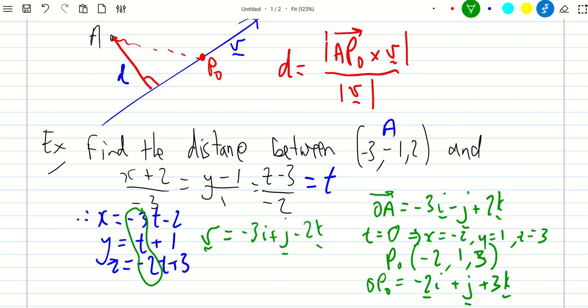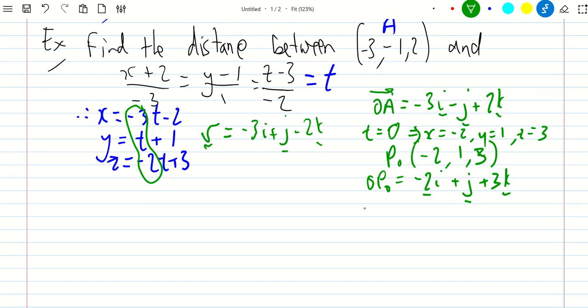All right, and that will help me. I need to know AP naught. I haven't been writing my vector notation in there. So AP naught is equal to P naught take away A. So this take away this will give me... gee, that was going fast.